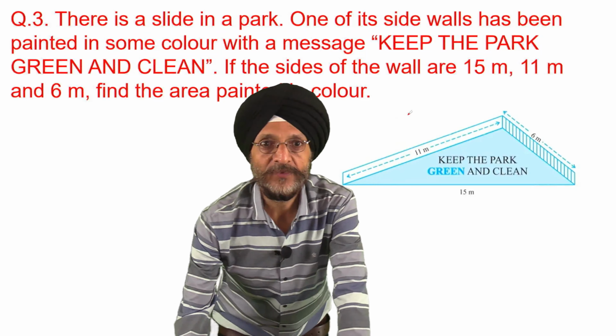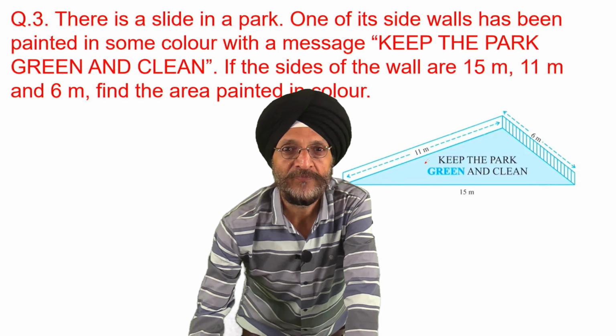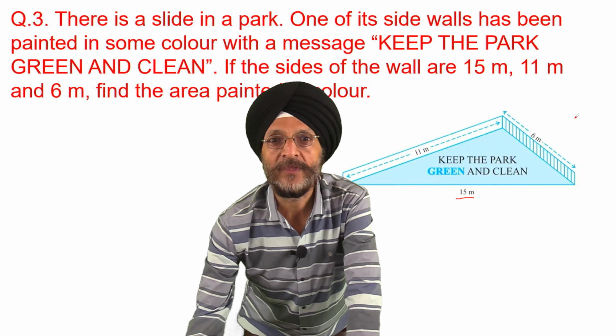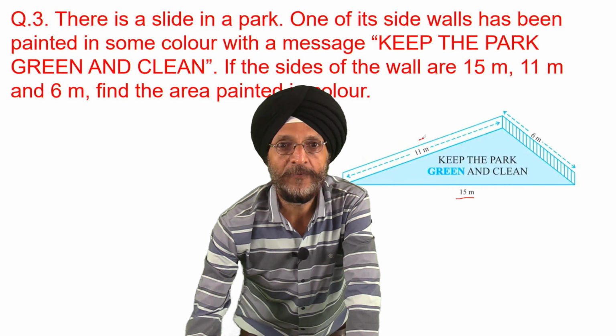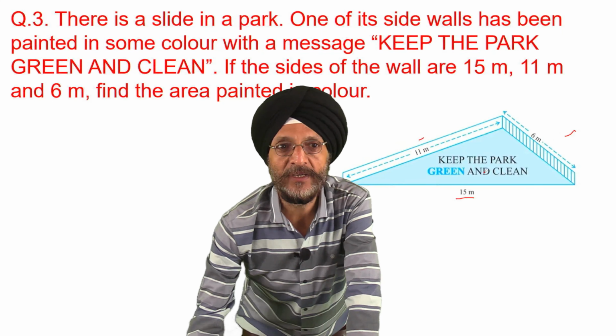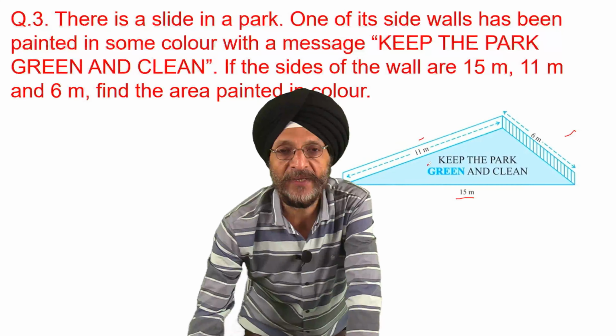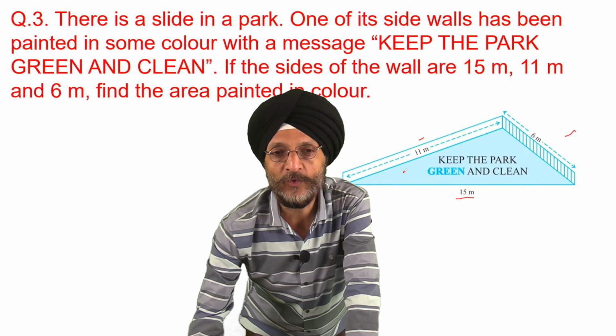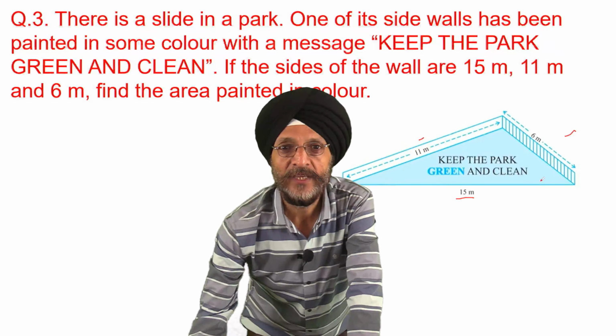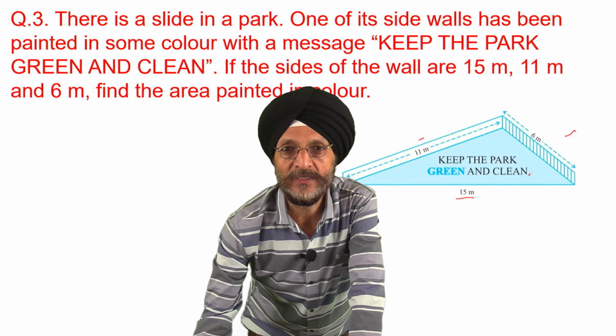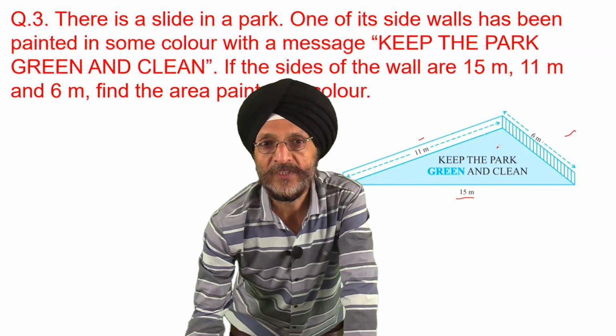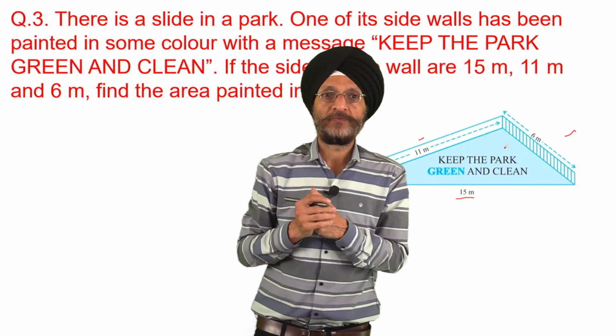Now if the sides of the walls are 15 meter, 11 meter and 6 meter, find the area painted in color. Here we are to find this area which is shown as blue in color, which has been shown in the picture as blue in the color.